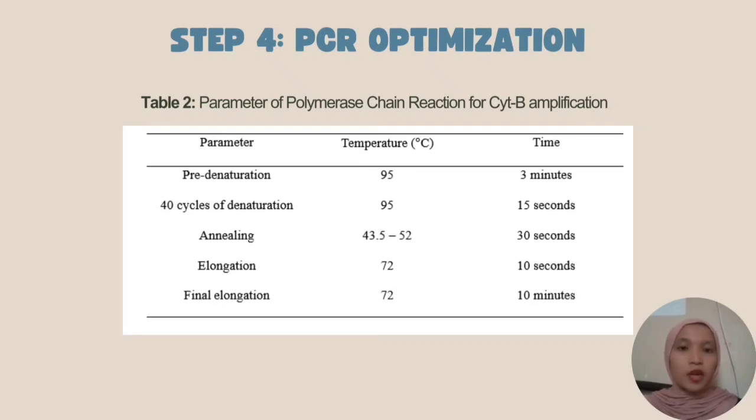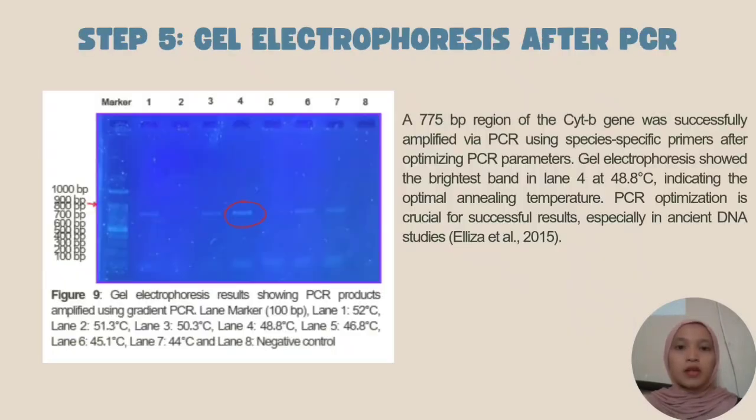For the PCR optimization, we conducted gradient PCR in terms of the cycles. From 30 cycles, we increased to 40 cycles, and in terms of the annealing temperature, we ranged from 43.5 degrees Celsius until 52 degrees Celsius. So after the PCR optimization, we proceeded with the gel electrophoresis for the second time.